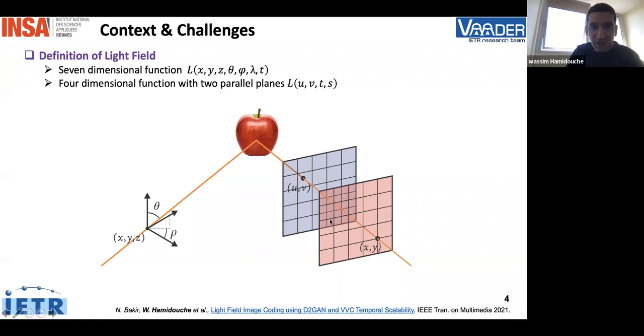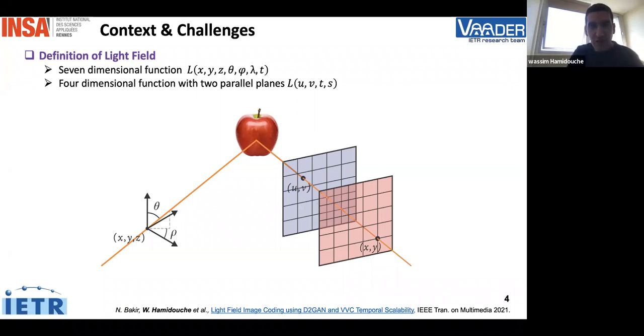As you can see here, if we want to represent the light coming from this direction, it can be represented by 2 parallel planes, which have here 2 dimensions each, x, y, and u, v. This is the mainly used light field function, which can represent the lights coming from different directions, using the coordinates x, y for the first plane and u, v for the second plane.